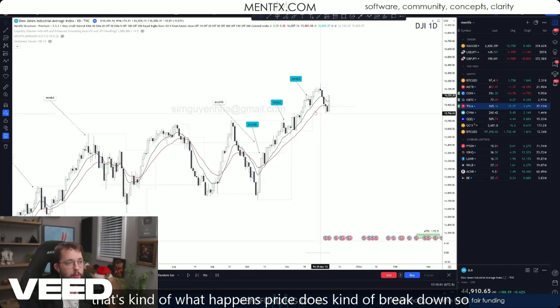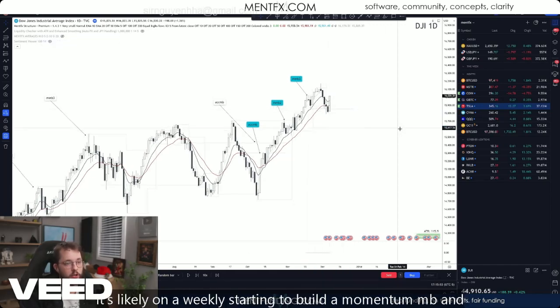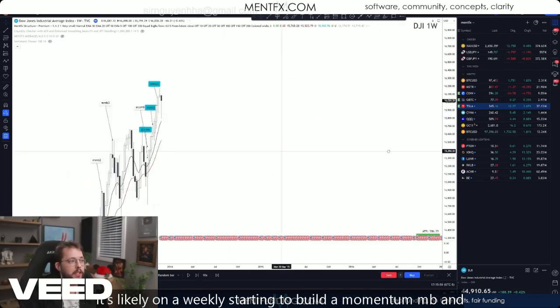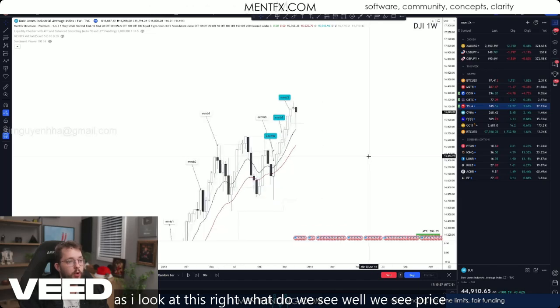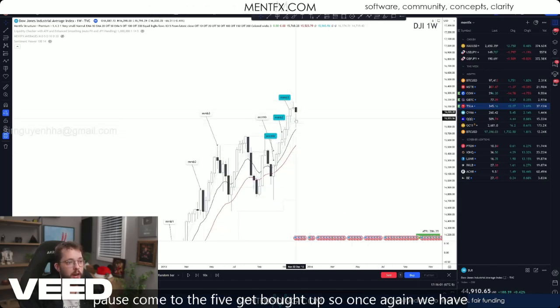And that's kind of what happens. Price does kind of break down. So it's likely on a weekly starting to build a momentum MB. And as I look at this, right, what do we see? Well, we see price pause, come to the 5, get bought up.